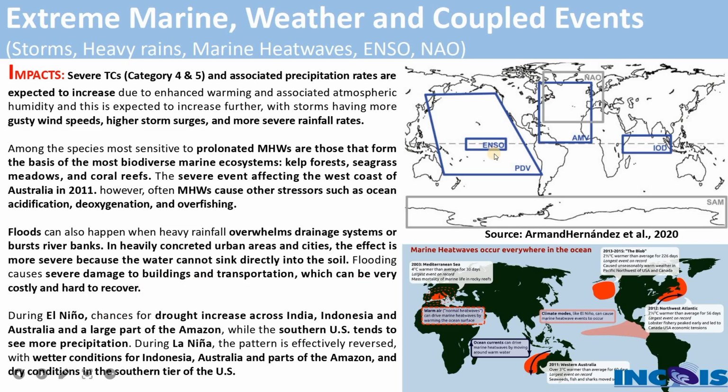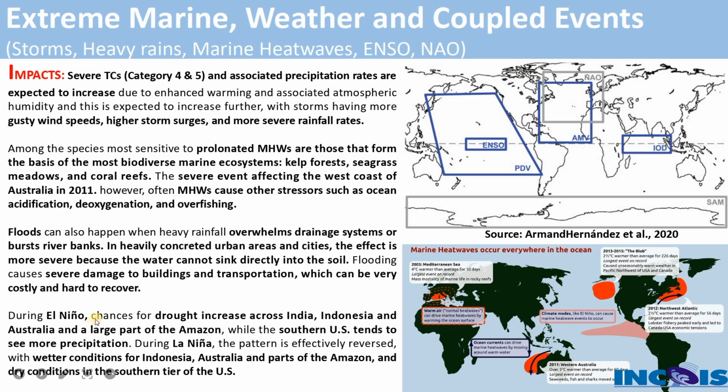So during an El Nino event, as we have said, there will be drought and rainfall changes. Drought areas are replaced by rainfall, and rainfall areas will see drought. This is the kind of change we talked about during El Nino time. Chances for drought increase across India, Indonesia, Australia, and large parts of the Amazon as well, while the southern United States tends to see more precipitation, right?